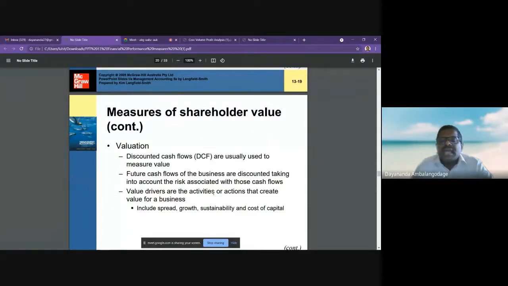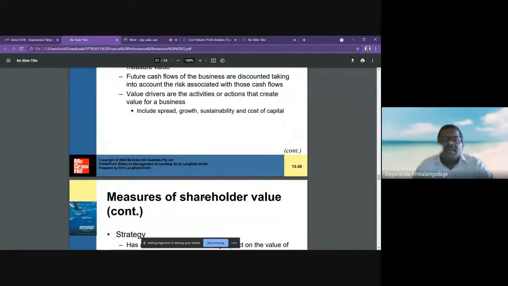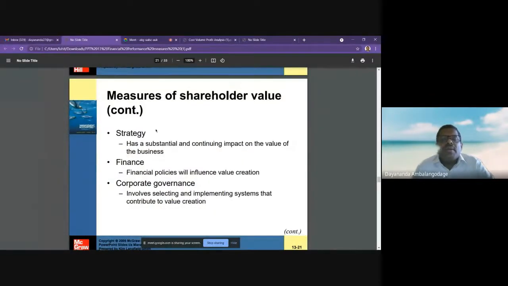Value drivers are the activities or actions that create value for a business, including spread, growth, sustainability, and cost of capital. Those are the factors. Strategy has a substantial continuing impact on the value of the business, whether you are focusing on a penetration strategy, market development strategy, cost leader strategy, or differentiation strategy. There are different kinds of strategy.